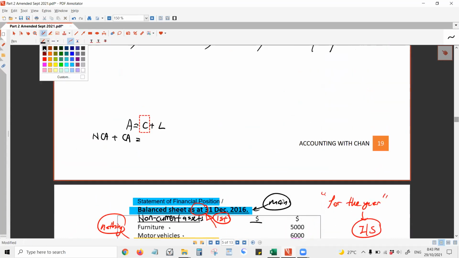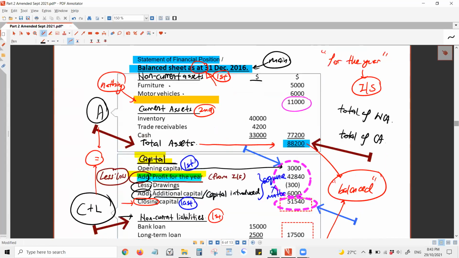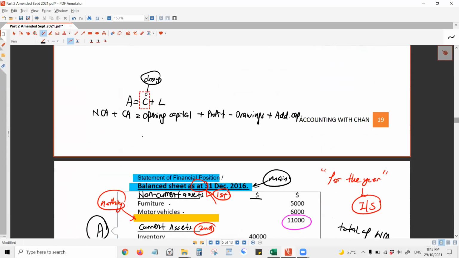So now you see what I will do. The C, I'm going to replace it with, write down together with me: opening capital plus profit for the year minus drawings plus additional capital. Because this closing capital can be arrived at by doing calculation with these four numbers, which is what I showed you here. That's how I come up with this equation.